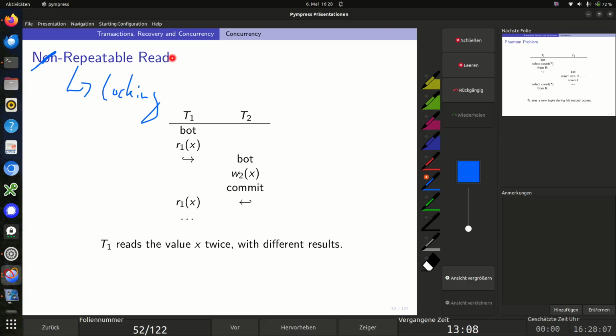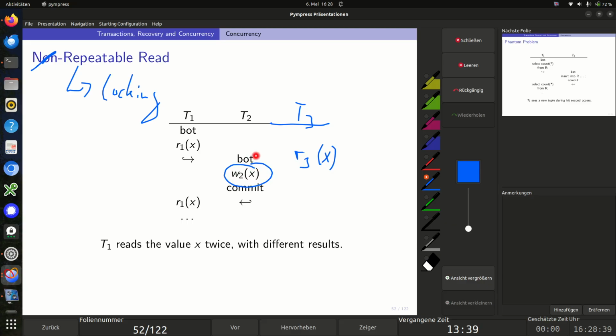And you can have two kinds of locks. You can have a read-only lock and you can have a write lock. Read-only lock means shared. So if you have a third transaction, for example, and it also wants to read X, they do not have a conflict. But as soon as someone wants to write, you need an exclusive lock.